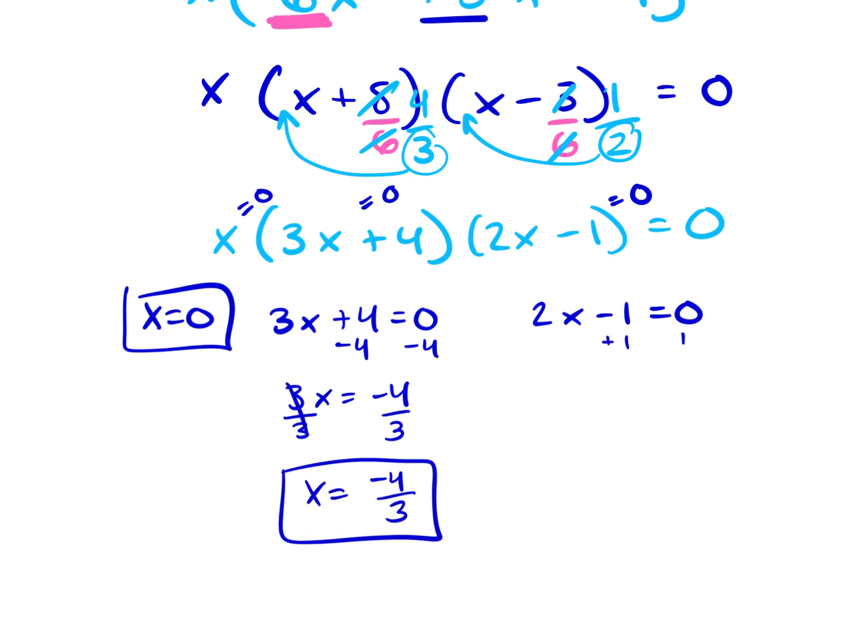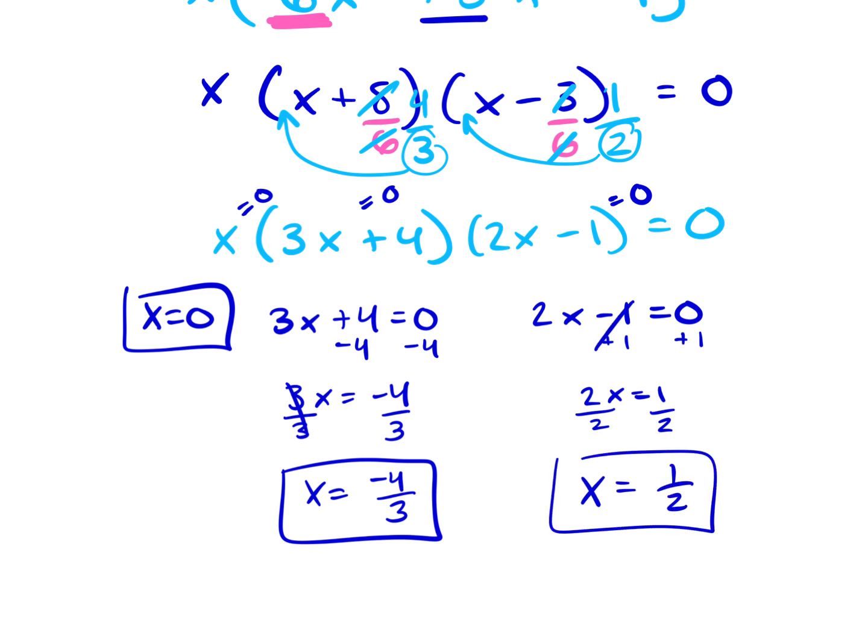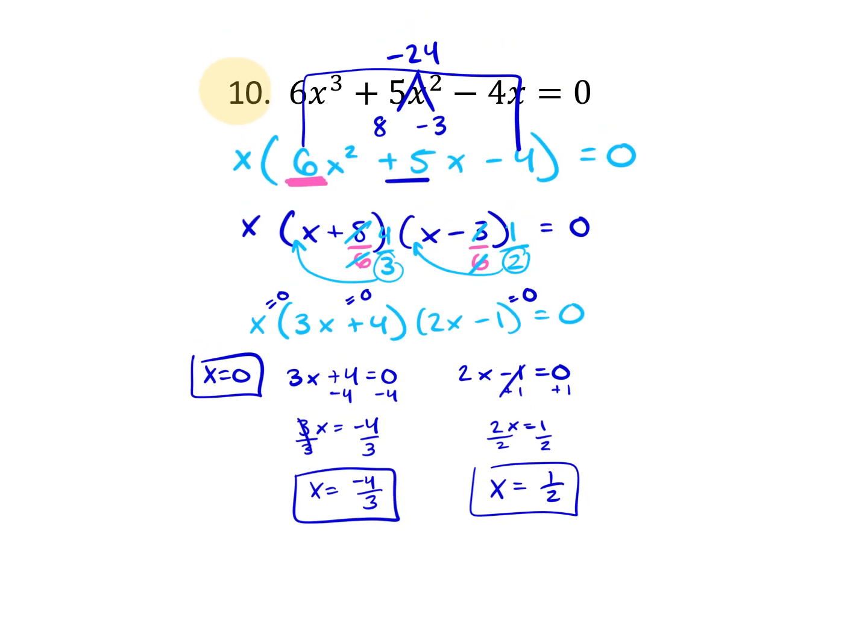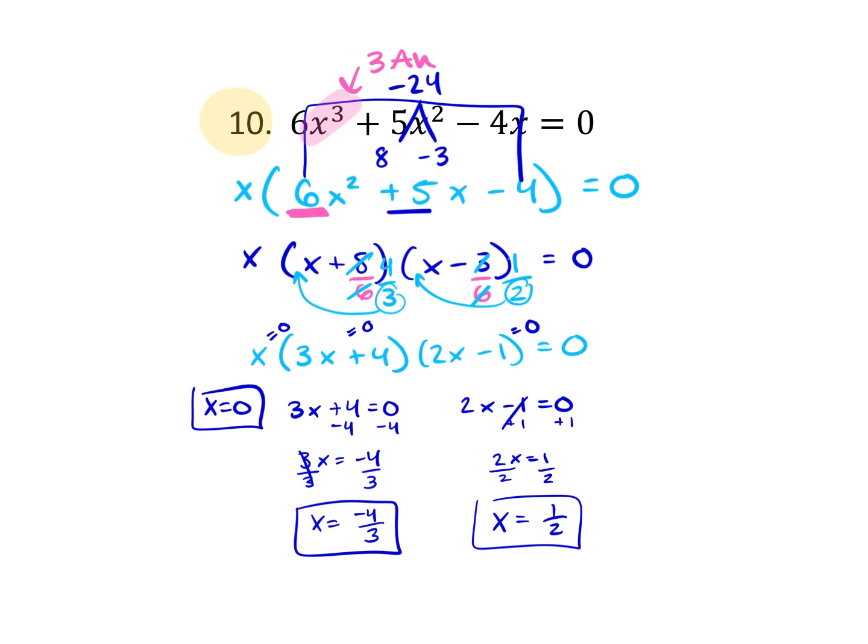Same thing with the last one. We're going to add 1 on both sides. So 2x equals 1. And then divide by 2. So x equals 1/2. Because this question started with x to the third power, highest degree is 3, that tells us that we're going to have 3 answers. Number 8, our highest degree was 2. It was x to the second power, so we only had 2 answers.